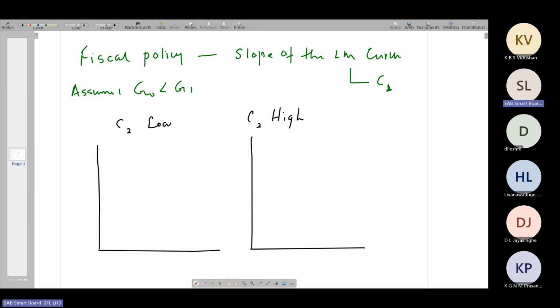Right now, if the C2 is low, what is the shape of the LM curve? C2 low. Low C2, the LM curve becomes steep. We draw a steeper LM curve, right? And if the C2 is high, we get a flatter LM curve. And we draw the normal IS curve, right?